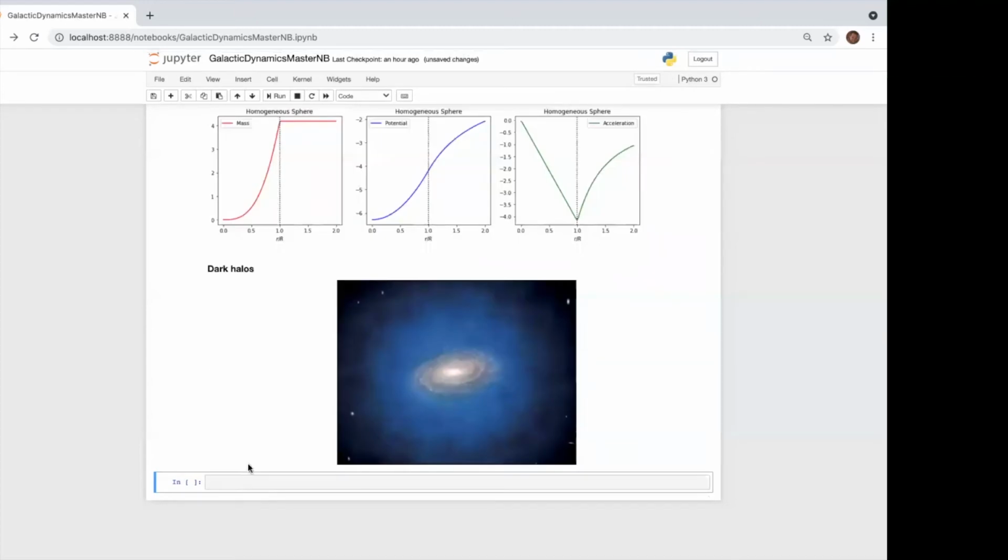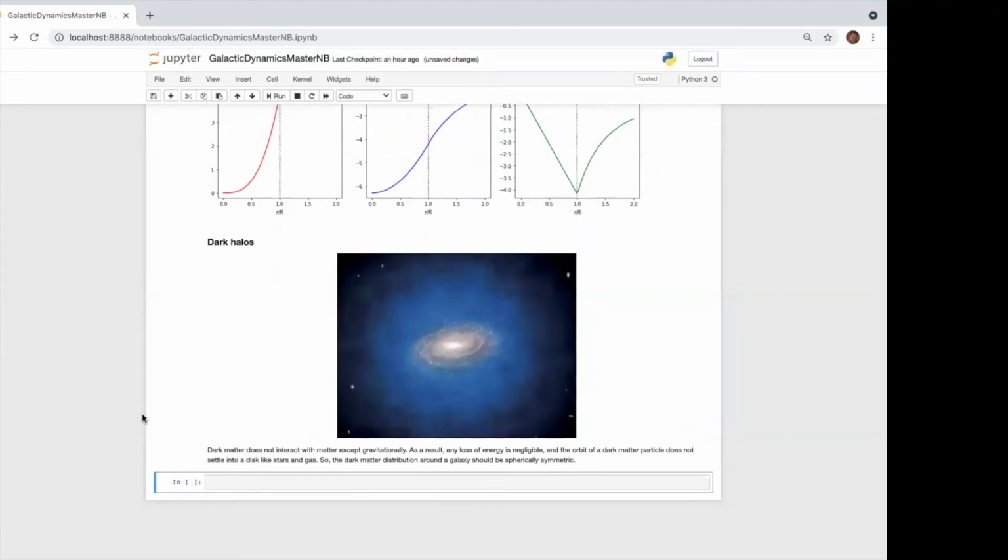We can use the same formalism to calculate the potential of dark halos. Dark matter does not interact with matter except gravitationally. As a result, any loss of energy is negligible, and the orbit of a dark matter particle does not settle into a disk like stars and gas. So the dark matter distribution around the galaxy should be spherically symmetric.